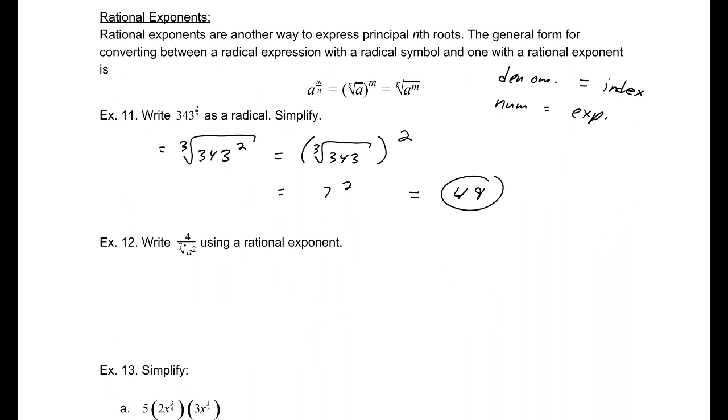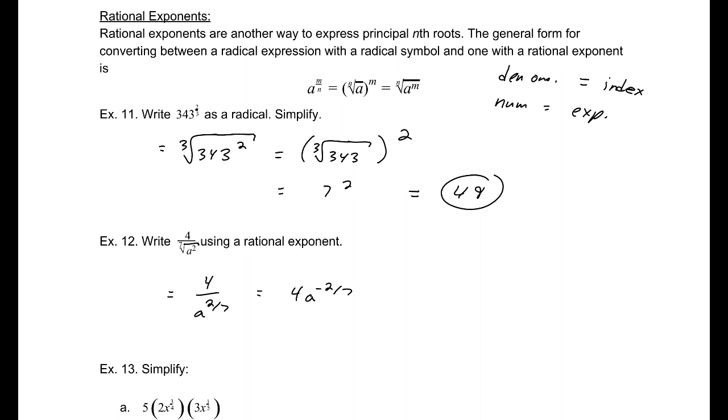Example 12, write this radical expression using a rational exponent. First, our exponent is going to be our numerator, so this is a to the 2/7, because our index there will be our denominator. And that would be perfectly acceptable, except we want this as just one rational exponent. We want it as simple as it can be. This would be a to the -2/7. I actually prefer the fractional form, the 4 over a to the 2/7, because of the positive exponent. But in our textbook, it actually has the negative exponent there.